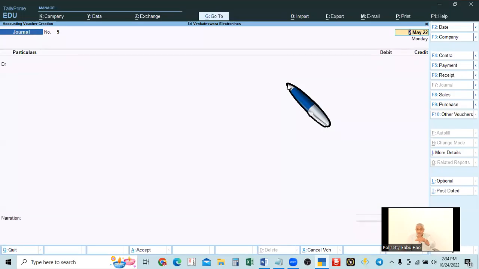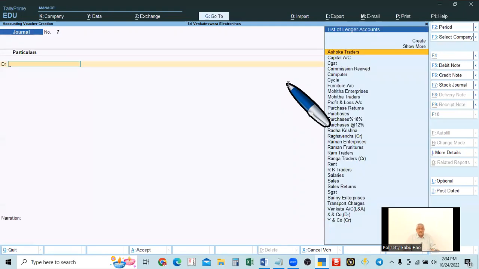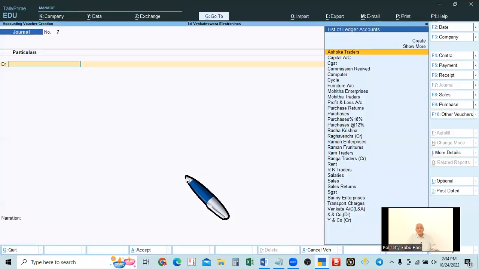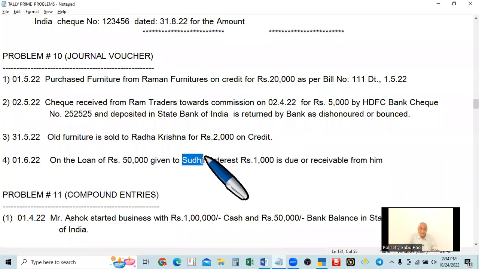So the cursor is there. 1st June, we can write. 1st June, debit Sudhir. Sudhir account is to be debited. Actually, Sudhir account will not be debited. Sudhir is not a debtor. Debtor means a person who purchases goods from us is called the debtor. Goods are an asset. Any asset or goods.